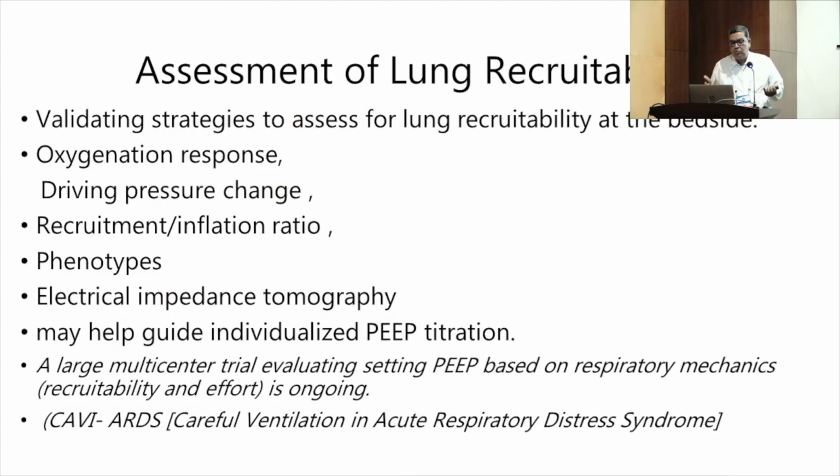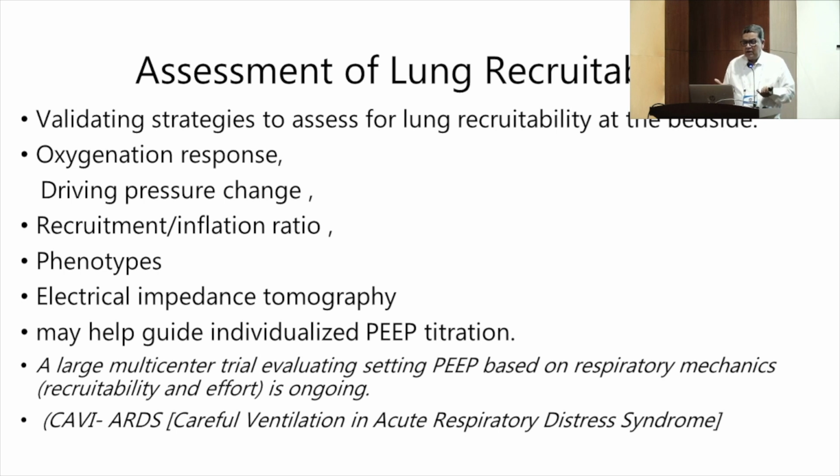So basically, how can you do this? You can look at the oxygen response. Some people say that if by increasing the PEEP, the PF ratio increases by more than 25, maybe it indicates recruitability. Then the driving pressure changes. When you use a higher PEEP, if the driving pressure reduces, it probably means improving lung compliance. Maybe in these situations patients are recruitable. Then there's something called a recruitment-to-inflation ratio, which is just being developed. So that's one more possibility. Then there's something about phenotypes, which I'll talk about. There is electrical impedance tomography, which is obviously very expensive, not available in most ICUs of the country. These are things that may help you decide who is recruitable, who is not.